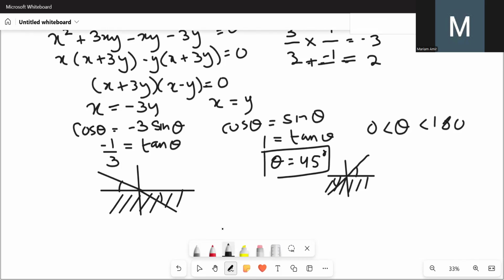Shift. Okay, let me change the mode to degree again. So shift tan 1 by 3, 18.4. So 180 minus 18.4 is the other answer. That would be 161.6. These two are our final answers.